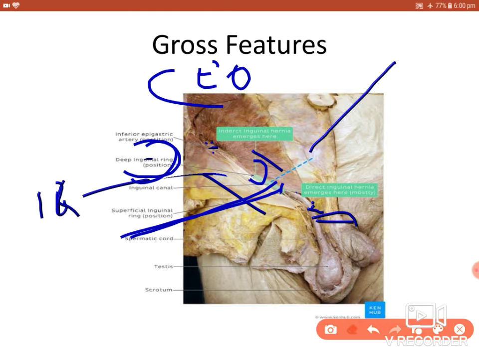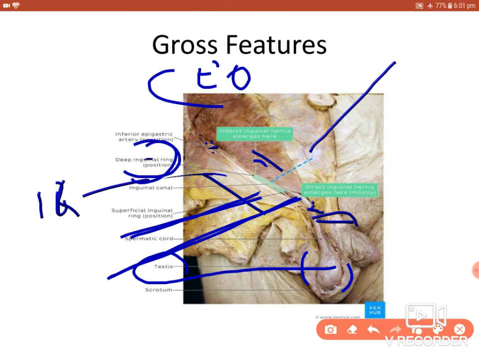There you can see the spermatic cord. In males, the canal transmits the spermatic cord with the ilioinguinal nerve. In females, the inguinal canal transmits the round ligament of the uterus with the ilioinguinal nerve. Here is the spermatic cord. Then here you can see the scrotum, the right scrotal sac with the testis. The location of the testis is in the scrotum. Testes are the male gonads, suspended in the scrotum by the spermatic cord.